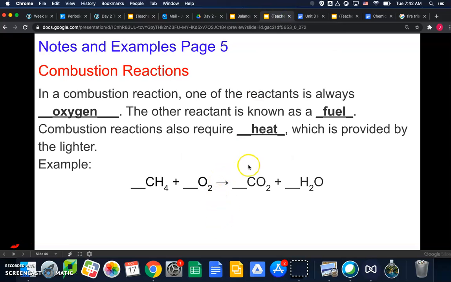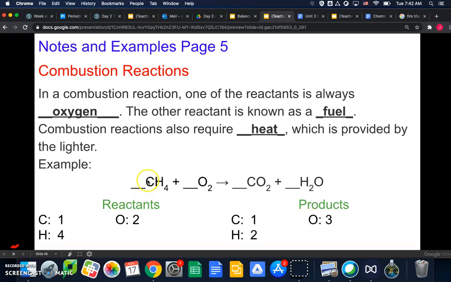Where am I? Right here. Okay, so let's balance this one out. On each side we have carbon, hydrogen, and oxygen. To start off, we have 1 carbon, 4 hydrogens, and 2 oxygens on the reactant side. On the product side, we have 1 carbon, 2 hydrogens, and 3 oxygens.